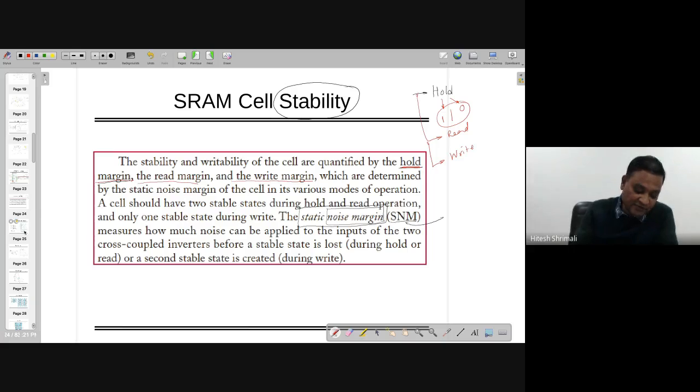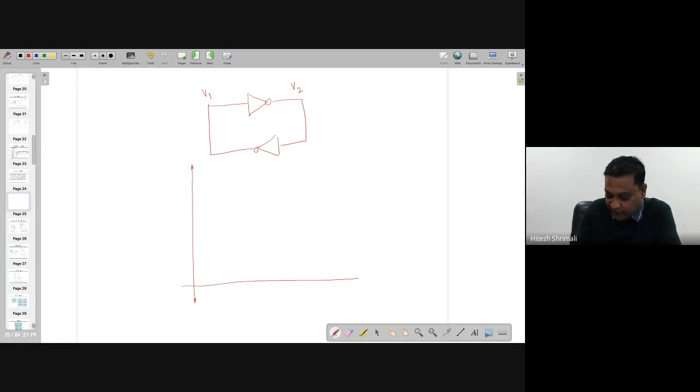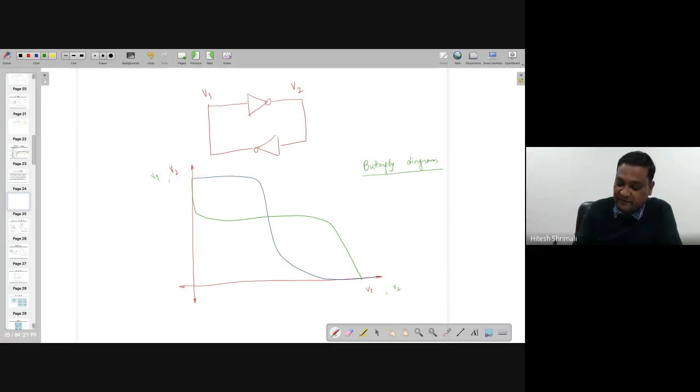And for that, we are going to study some important things for a cross-coupled inverter, which are in positive feedback. If you remember, if this is V1 and this is V2, we learned that V1 with respect to V2 will look like this, and V2 with respect to V1 looks like this. Merging both of them will look like this. By the way, this diagram is known as the butterfly diagram because it looks like a butterfly, right?